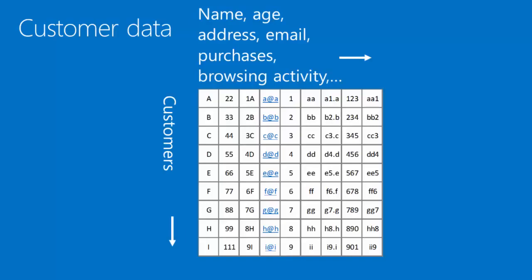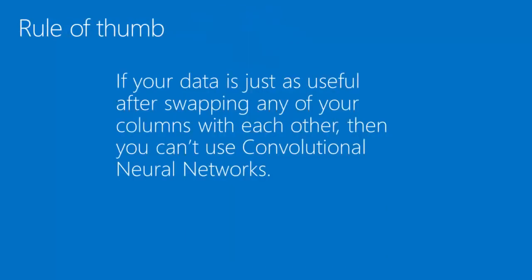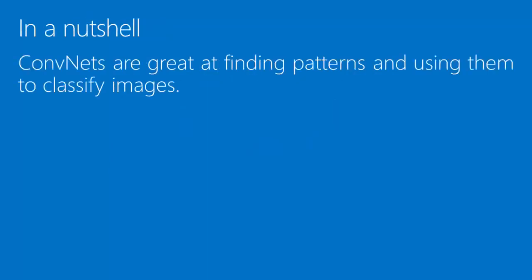If I were to take an image and rearrange the columns and rows, it would result in a scramble of pixels, and it would be difficult or impossible to say what the image was of. There, I would lose a lot of information. So as a rule of thumb, if your data is just as useful after swapping out any of the columns for each other, then you can't use convolutional neural networks. So the take home is that convolutional neural networks are great at finding patterns and using them to classify images. If you can make your problem look like finding cats on the internet, then they're a huge asset.